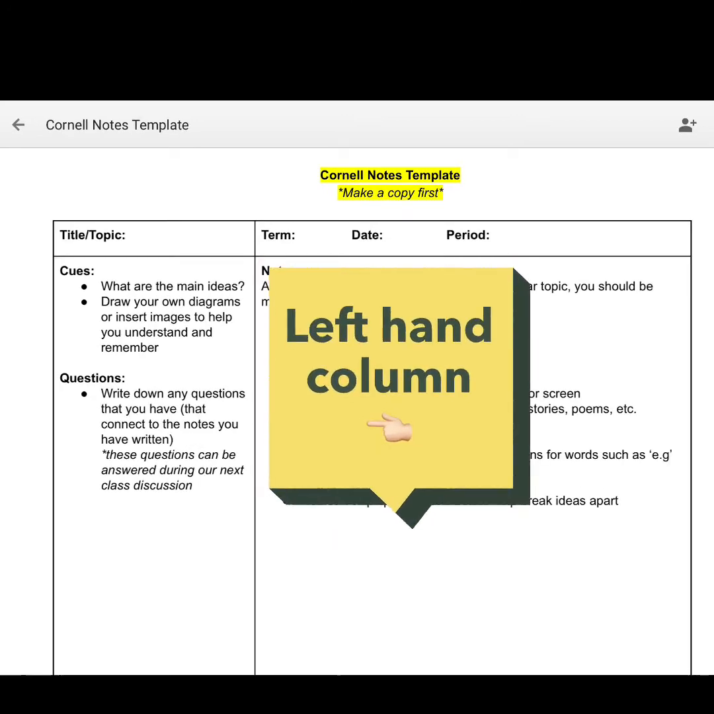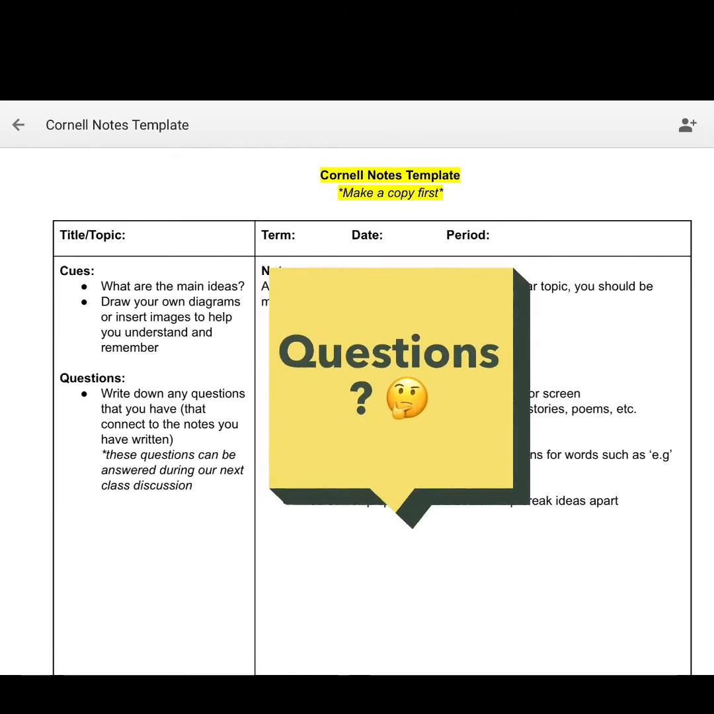Now, after you've written all of your notes, you need to organize your ideas. So what you're going to do in the left-hand column is write down your cues. So they might be the main ideas. You can also draw diagrams or insert images there if you're using a computer or your iPad, or you can just draw if you're using your workbook. Underneath this, you can also write down any questions that you might have.